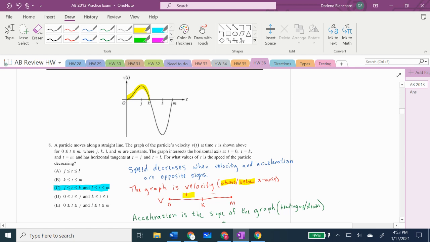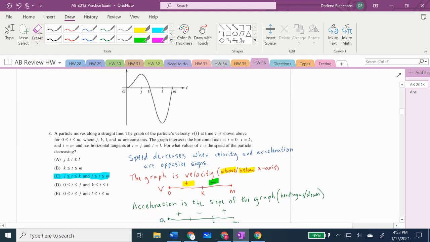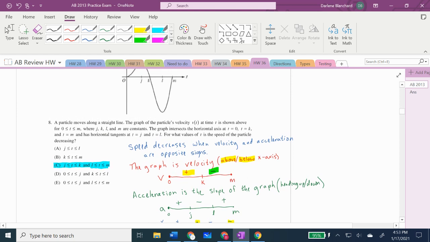We are below the x-axis from k to m, and that gives us the positive negative. Then, for acceleration, we want to realize that that's the derivative of velocity, which means it's the slope of this graph. So positive and negative for slope is whether you're heading up or down.